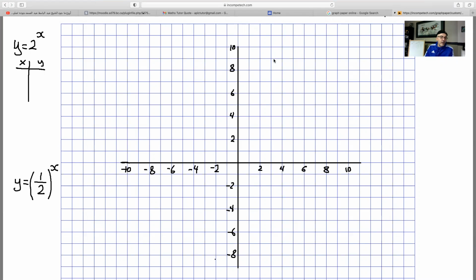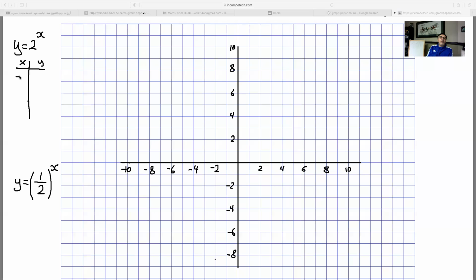So today we're going to talk about graphing exponential functions. The two examples I'm using for you here are y equals 2 to the power of x and y equals (1/2) to the x. In this example, I'm just going to do a table of values and explore some numbers.